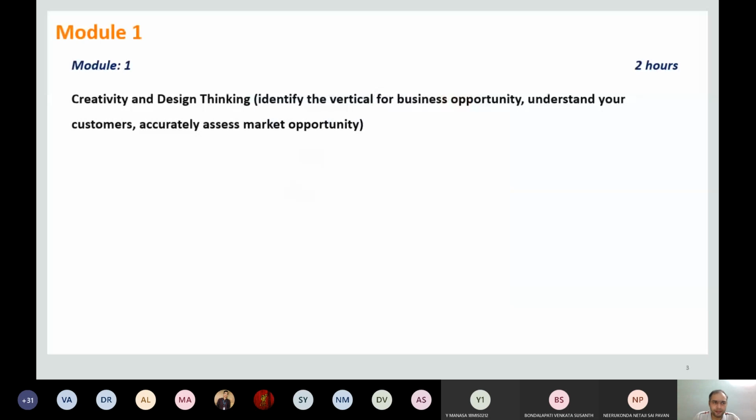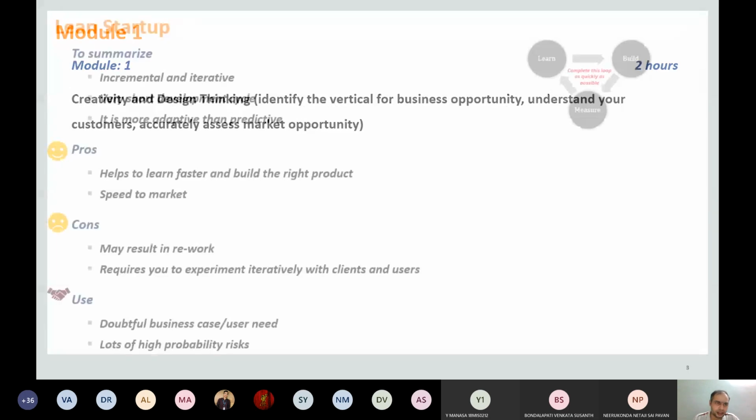In this module, we are going to cover creativity and design thinking, where you are going to identify the business opportunities, understand your customers, and learn how you will be able to assess the market, so that you can launch your product successfully. So we are going to discuss creativity and design thinking in this class.